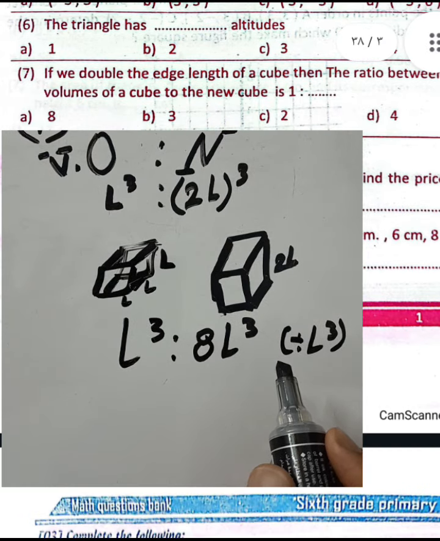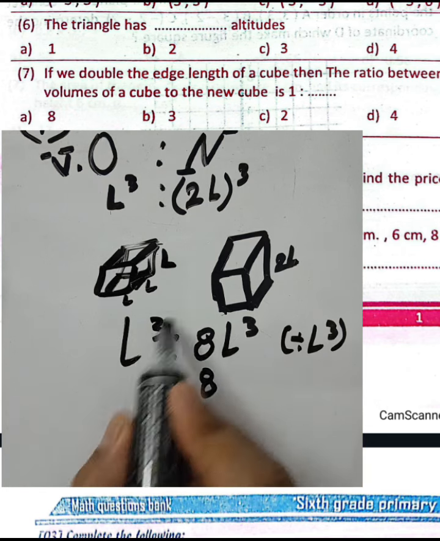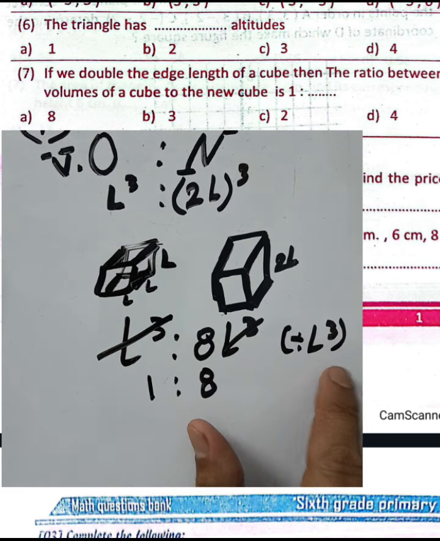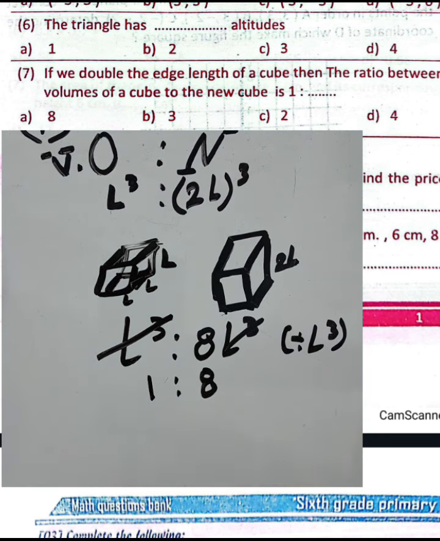Okay, then the ratio will be what? 1 to 8, because we divided by L power 3. L power 3 divided by itself will be 1, and 8L power 3 divided by L power 3 will be 8. Then the ratio will be 1 to 8. Okay, understood?